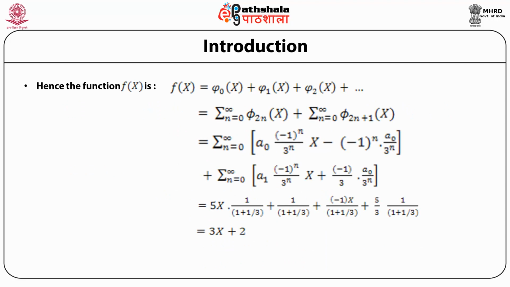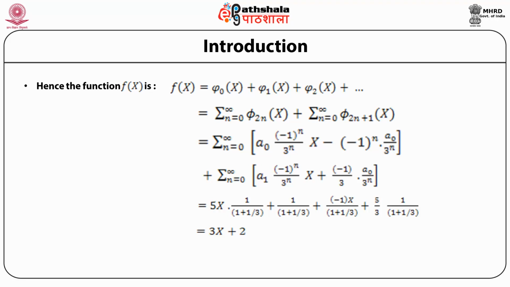Hence, the function f(x) can be written as f of x is equal to phi_0 of x plus phi_1 of x plus phi_2 of x plus phi_3 of x and so on, which can be written in the form that f(x) is equal to sigma n equal to 0 to infinity of phi_{2n}(x) plus sigma n equal to 0 to infinity phi_{2n+1}(x), which now substituting for the phi_{2n} and phi_{2n+1} from the previous slide.